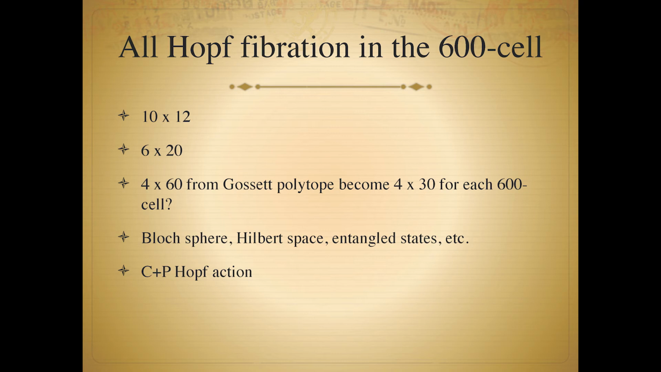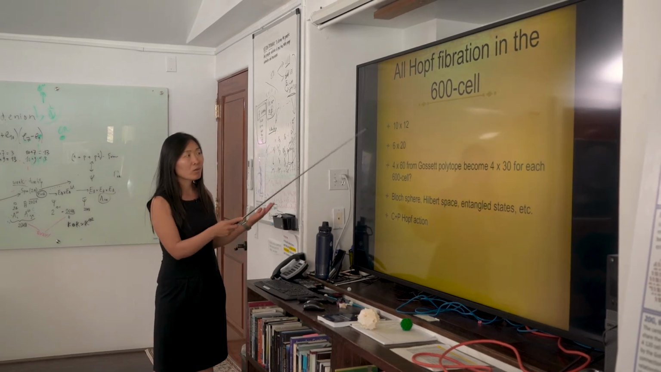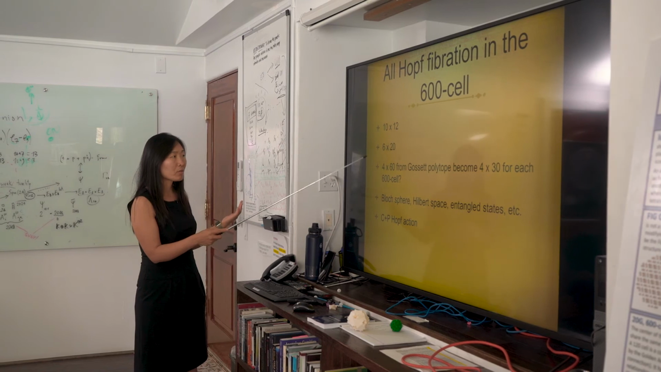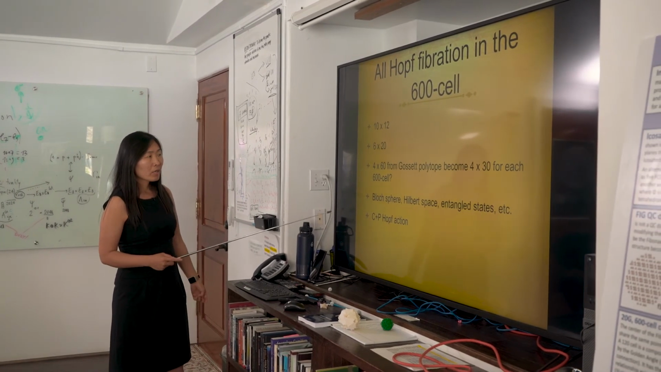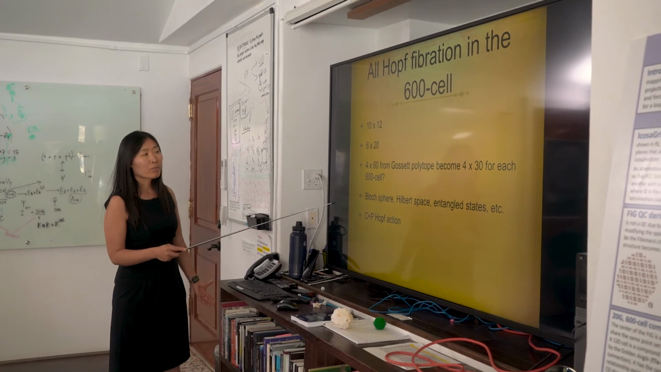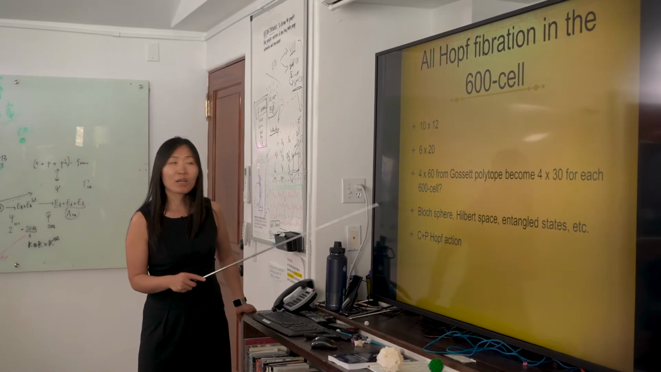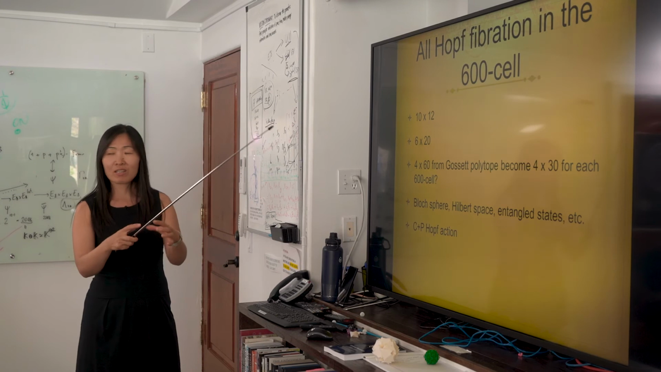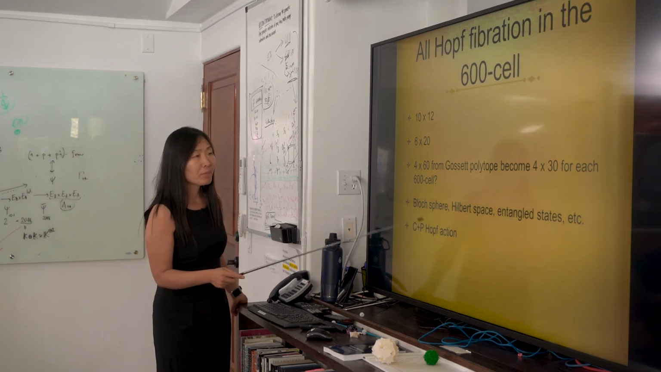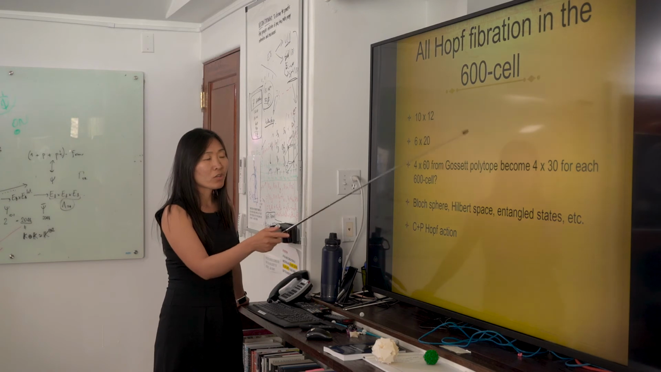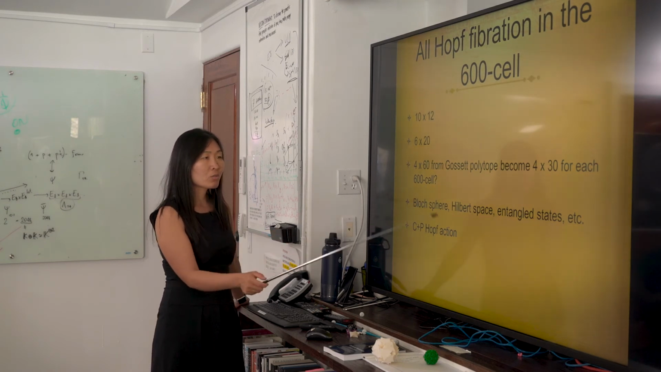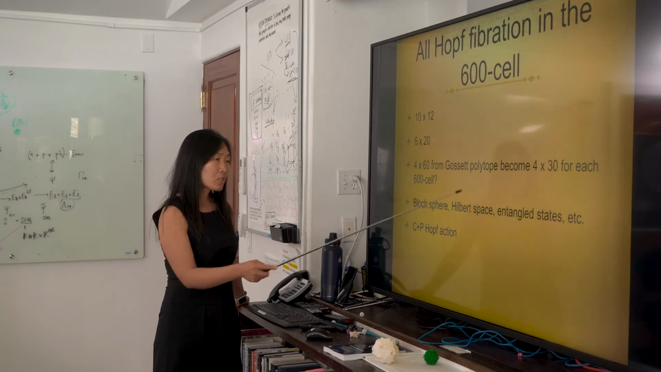I just talked with Marcelo a little bit about how we model physics using this Hopf fibration. Again, there are 12 decagonal rings, or fibers, and 20 hexagonal fibers. And then in the Gosset polytope, Remy Masseri talked about the 60 rings that are actually squares. And in the 600-cell it becomes 30 of them, so 40 is 30 squares. But I didn't check on that.